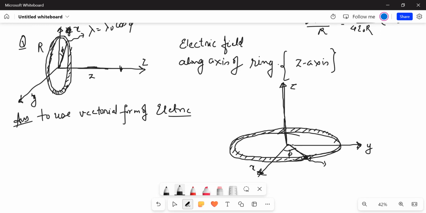Now you see, let us take a small differential element here. This length will be simply r d phi, and the charge contained, dq, here would be simply lambda r d phi. Another thing is we want to find the electric field on the axis of the ring, so the axis of the ring would be along the z axis only.